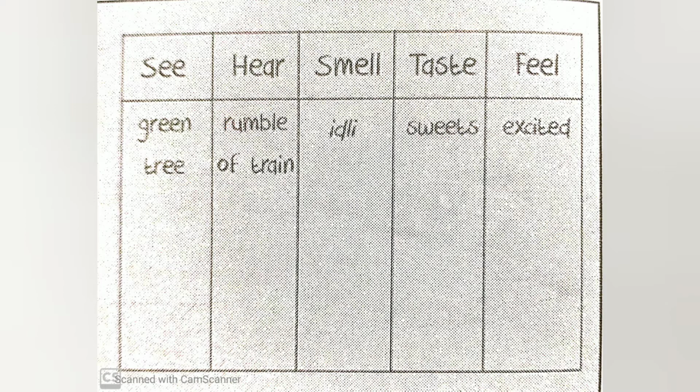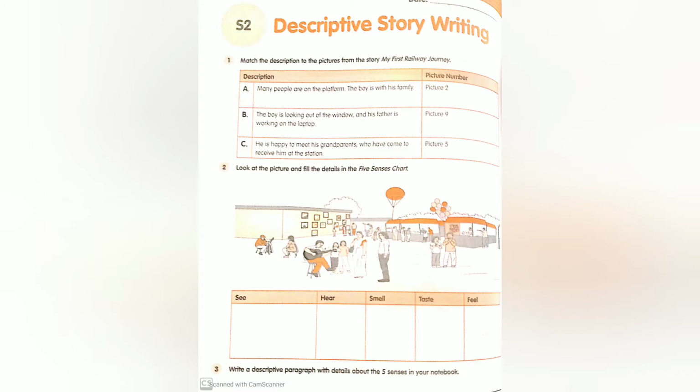Students, turn to your page number 26, Descriptive Story Writing, Volume 2, S2. Match the description to the picture from the story My First Railway Journey. A. Many people are on the platform. The boy is with his family. Match it with picture 2.